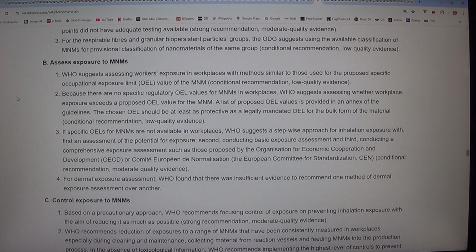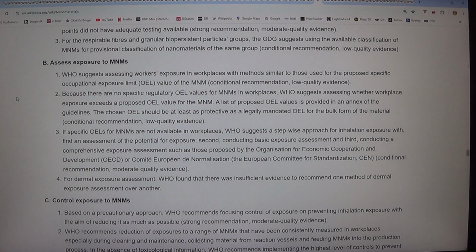2. Because there are no specific regulatory OEL values for MNMs in workplaces, WHO suggests assessing whether workplace exposure exceeds a proposed OEL value for the MNM. A list of proposed OEL values is provided in an annex of the guidelines. The chosen OEL should be at least as protective as a legally mandated OEL for the bulk form of the material. Conditional recommendation, low quality evidence.